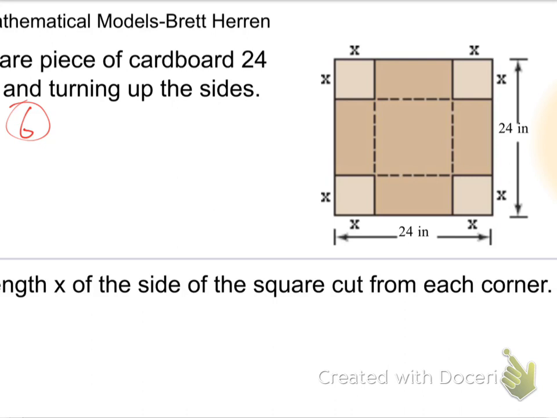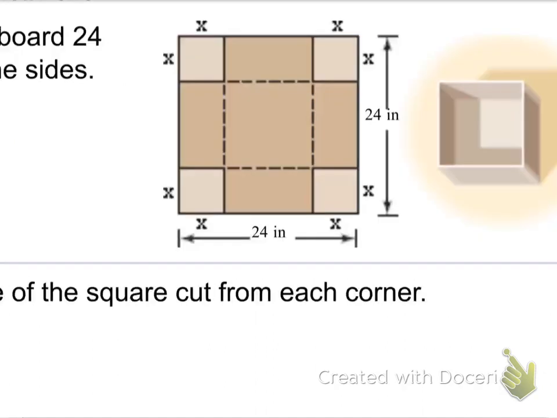All right, so number 6 is a big old box. Oh, it's a flat piece of cardboard. So what they're doing is they're taking a flat piece of cardboard. Let me actually do it with my little piece of paper here. And they're going to rip out the 4 corners and fold it up into a box. They're going to make a 3-dimensional box out of it.